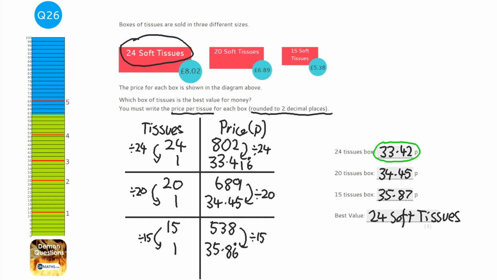Now, if you worked the other way, if the question didn't specify how to do it and you were working out the amount of tissues you get per penny, then obviously it works the other way. You want the biggest number because you want the maximum amount of tissues per penny. So just be a little bit careful of that.